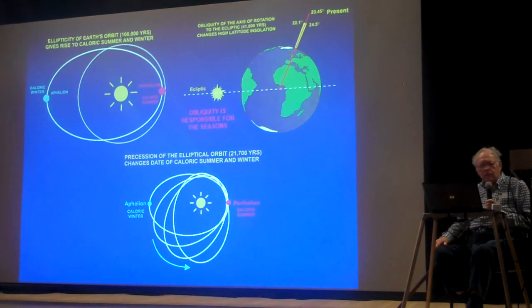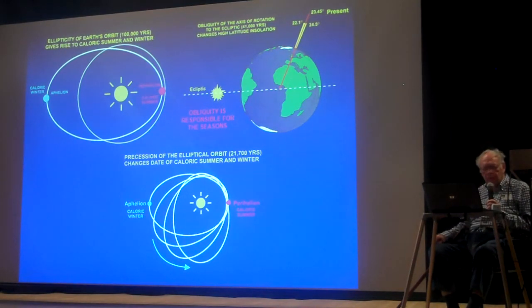These are the changes in insolation. These are changes due to variations in the orbit of the Earth around the sun. In the upper left, you see the changes in the ellipticity of the orbit. When we're closest to the sun, that's called caloric summer. Caloric summer now occurs on January the 4th. That's when we are closest to the sun. But in the northern hemisphere, we're tilted away from the sun.